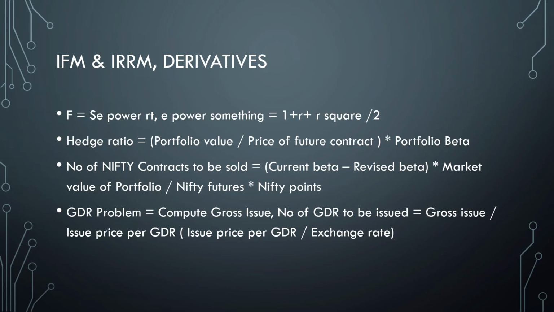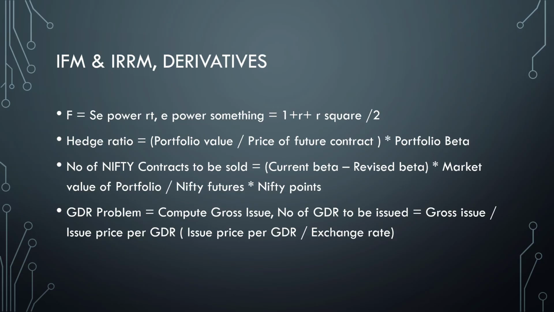Next one, hedge ratio. Hedge ratio equal to portfolio value by price of future contract into portfolio beta. How do I compute number of Nifty contracts to be sold, in case of given adjustments: current beta minus revised beta into market value of portfolio by Nifty futures into Nifty lot size. Most likely Nifty futures will be 8125 or 7500, etc. Nifty lot size will be 200 or whatever value as the case may be.